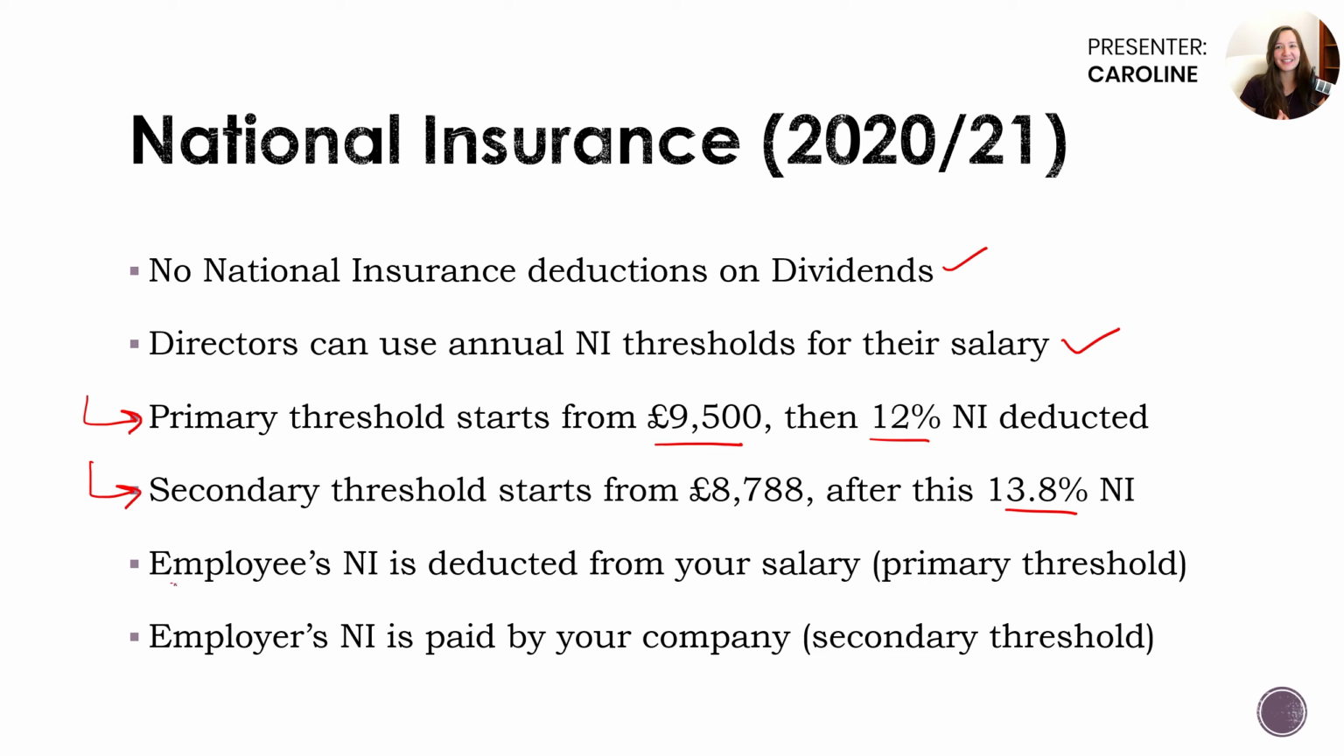Just to recap, the employee's NI is deducted from your salary based on the primary threshold for the year. Employer's NI is paid by your company as an additional tax after the secondary threshold is reached for the year. So those are the two differences, and employer's NI is an allowable expense for corporation tax relief, so it is in fact a little bit less than this 13.8%.